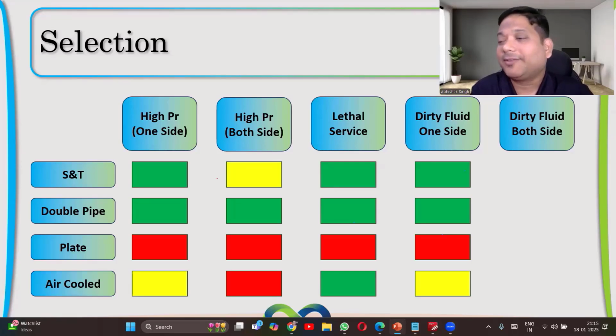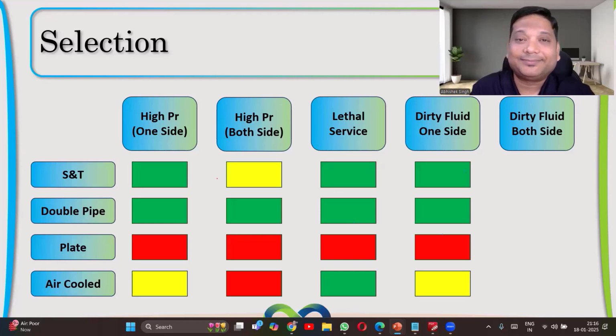The only problem with dirty fluid is the header. When we have very high pressure, we make it not with bolted but welded construction. So it becomes difficult to clean the dirty tube side, and there is only one side available for us. If low pressure is there, I can go with bolted construction. I'll be able to clean it. Okay, so there is a catch. If both exist together, high pressure and dirty fluid, then it becomes a yellow.